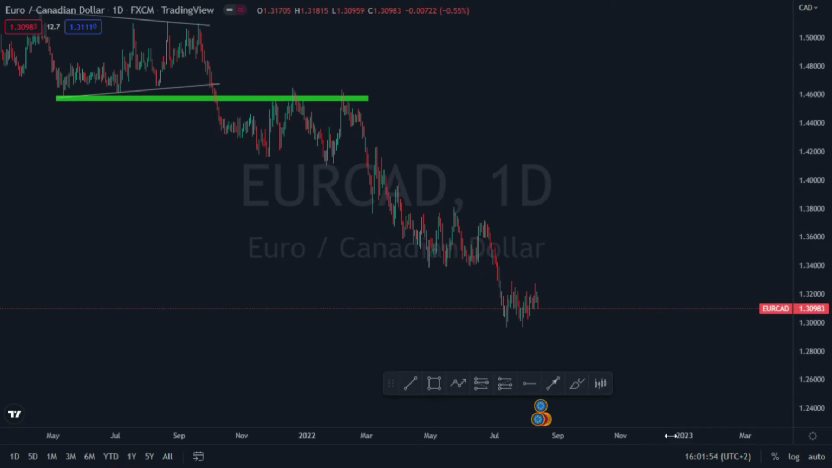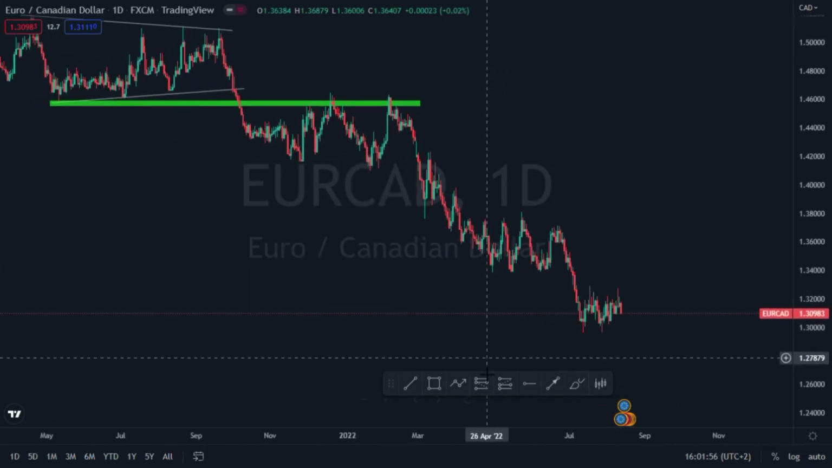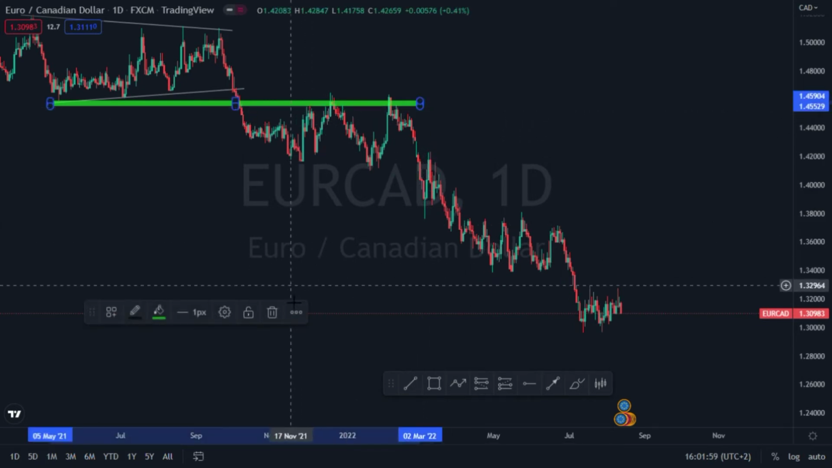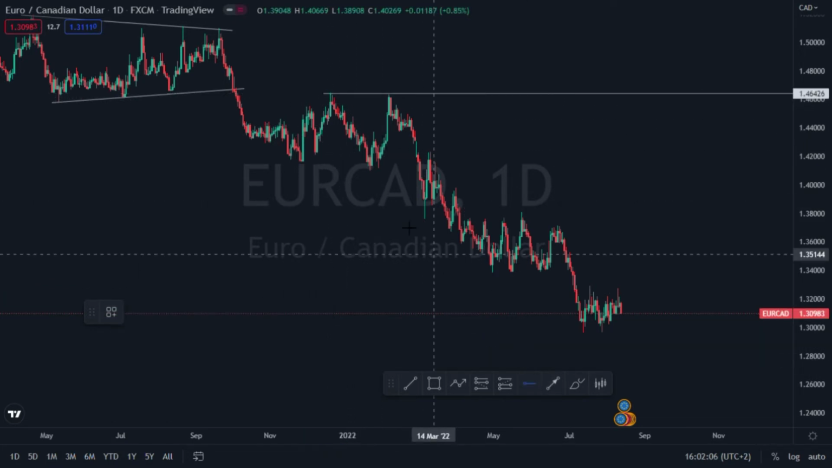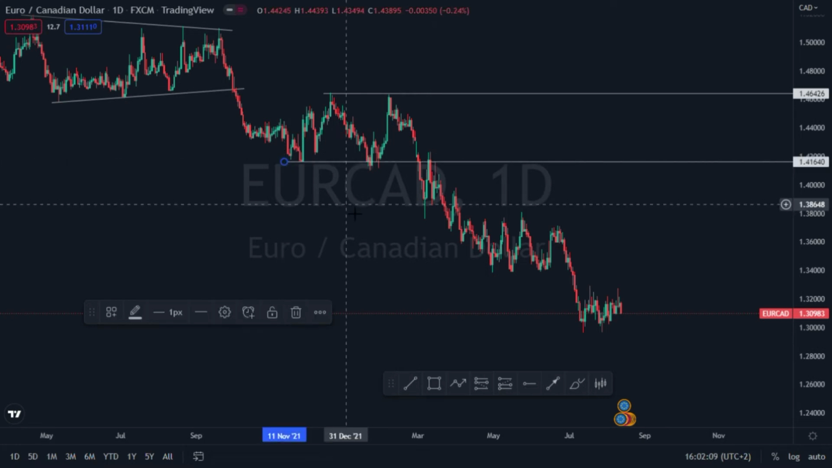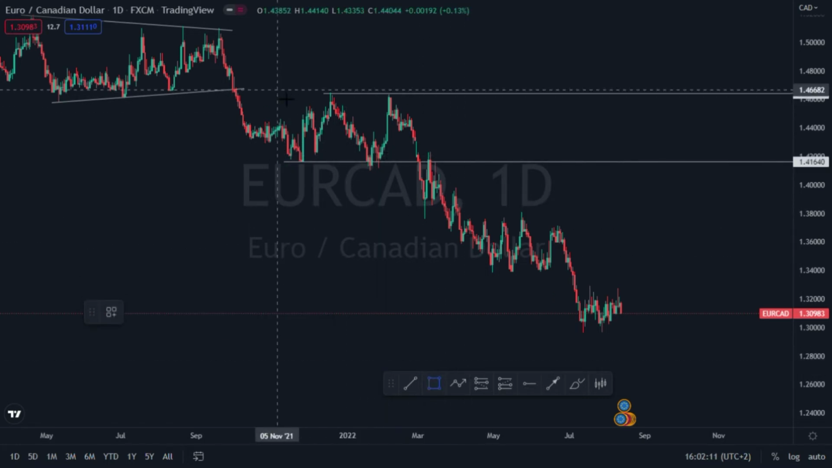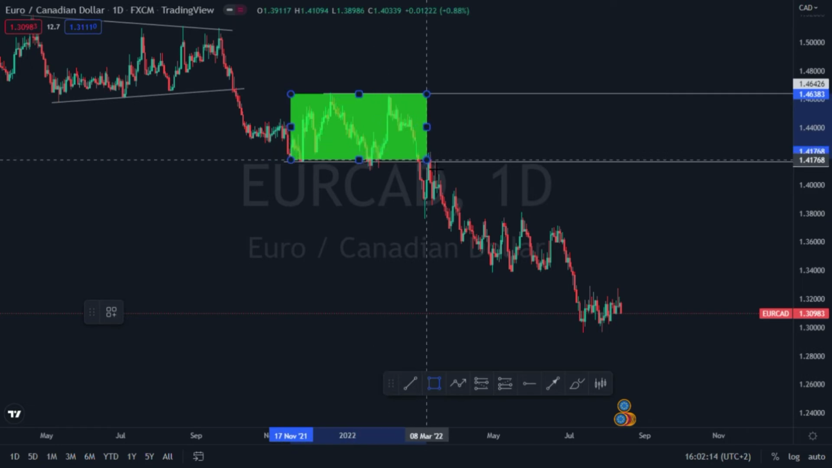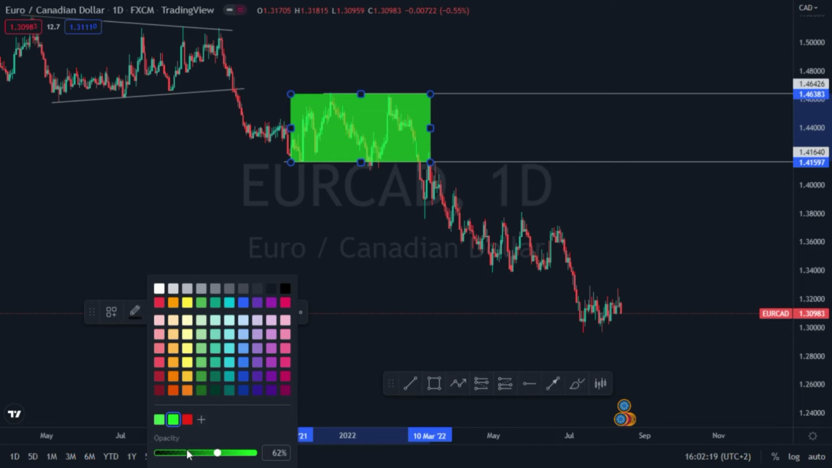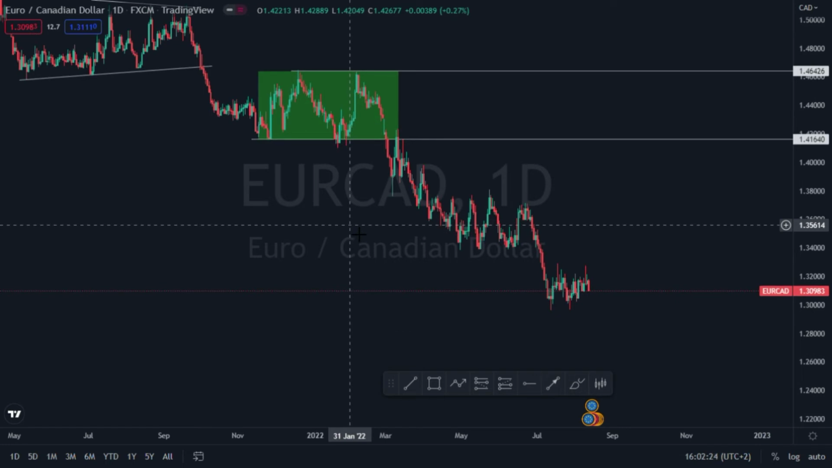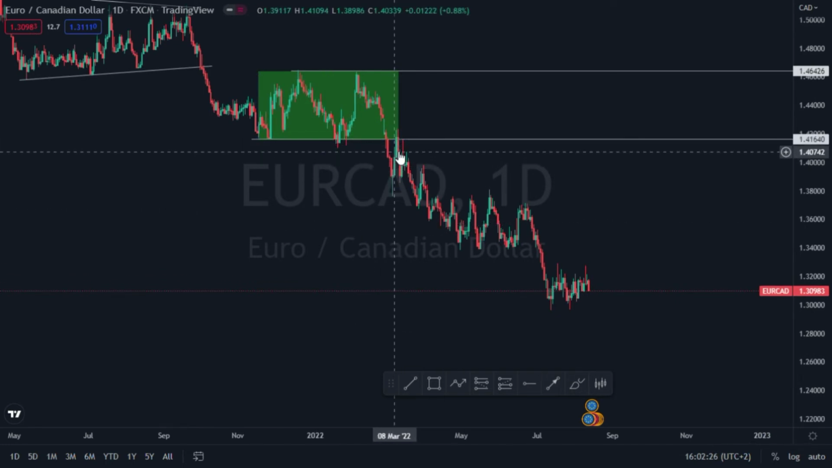If I highlight this area right here, we had that consolidation movement. There was some sort of a consolidation that happened around this area. This was our consolidation zone, which is our playground. That consolidation was broken to the downside, and then the market went back to test these levels and continued moving to the downside.